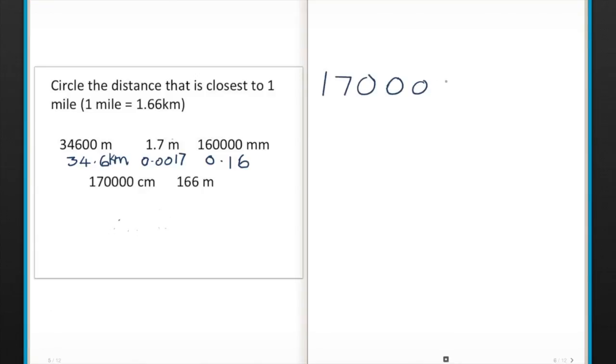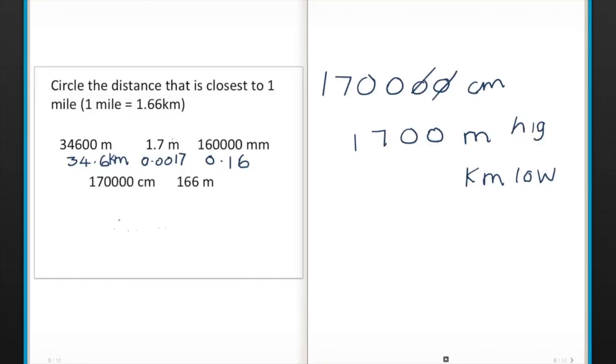170,000 centimetres. Right, first of all I'm going to change it to metres, so take 2 zeros off. So we've got 1700 metres, and I want to go to kilometres. Which is the big one? This one. This one's the big one with the low voice. This one's a little one with the high voice.